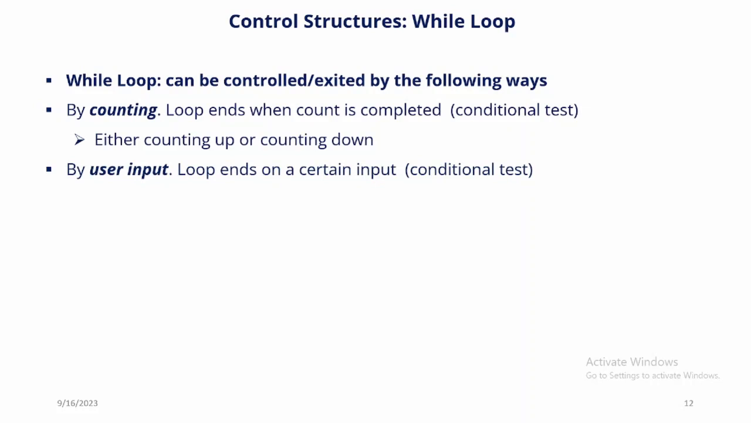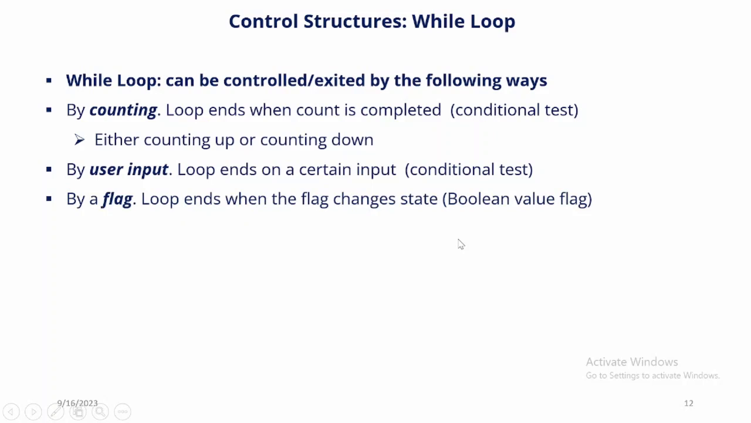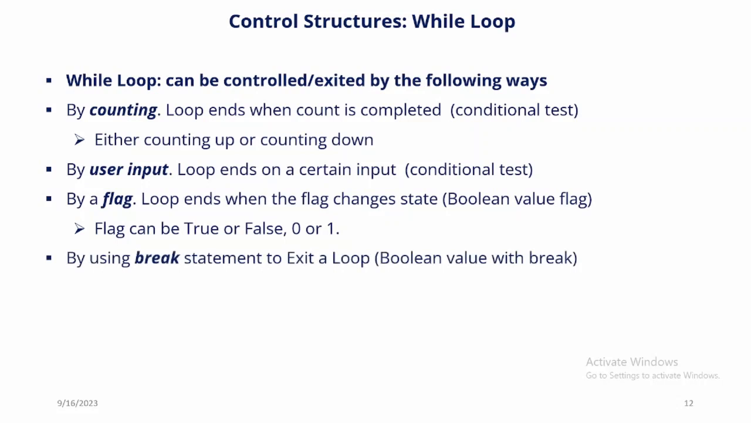You can also exit or control a loop by user input. In this case, the loop ends on a certain input. You can control a loop by a flag. When the flag changes state, usually a Boolean value changes state, then the loop is exited. A flag can be either true or false, a 0 or a 1.